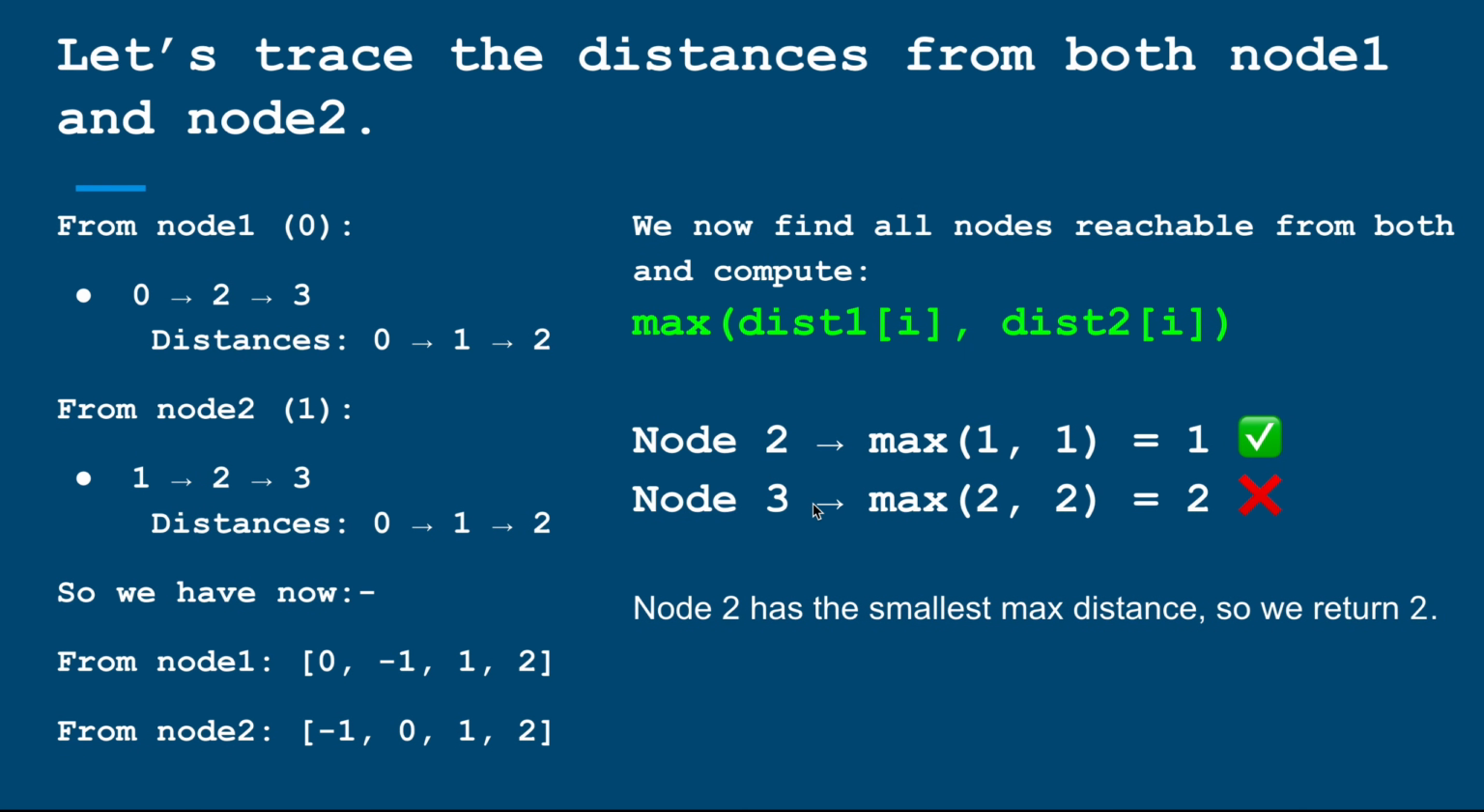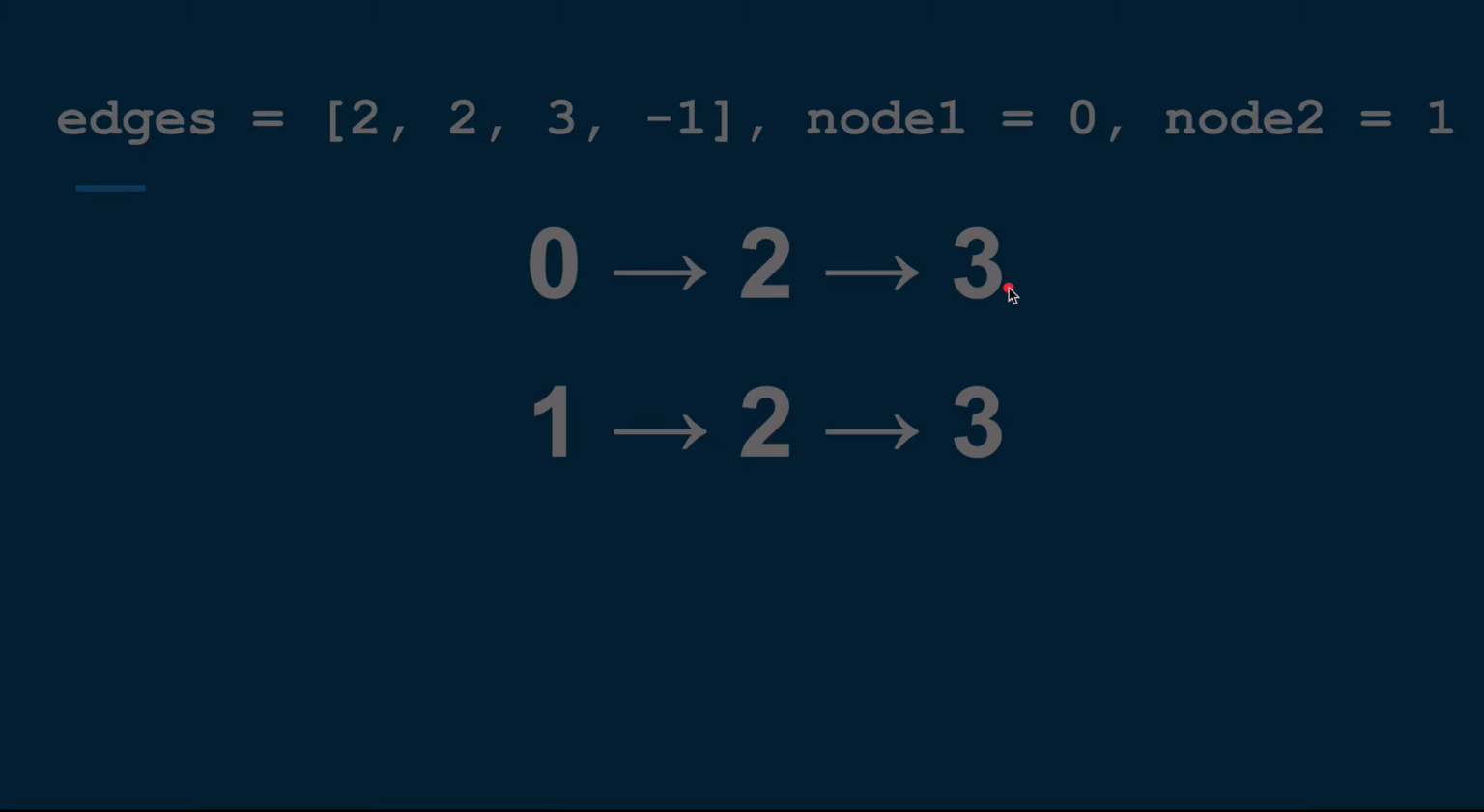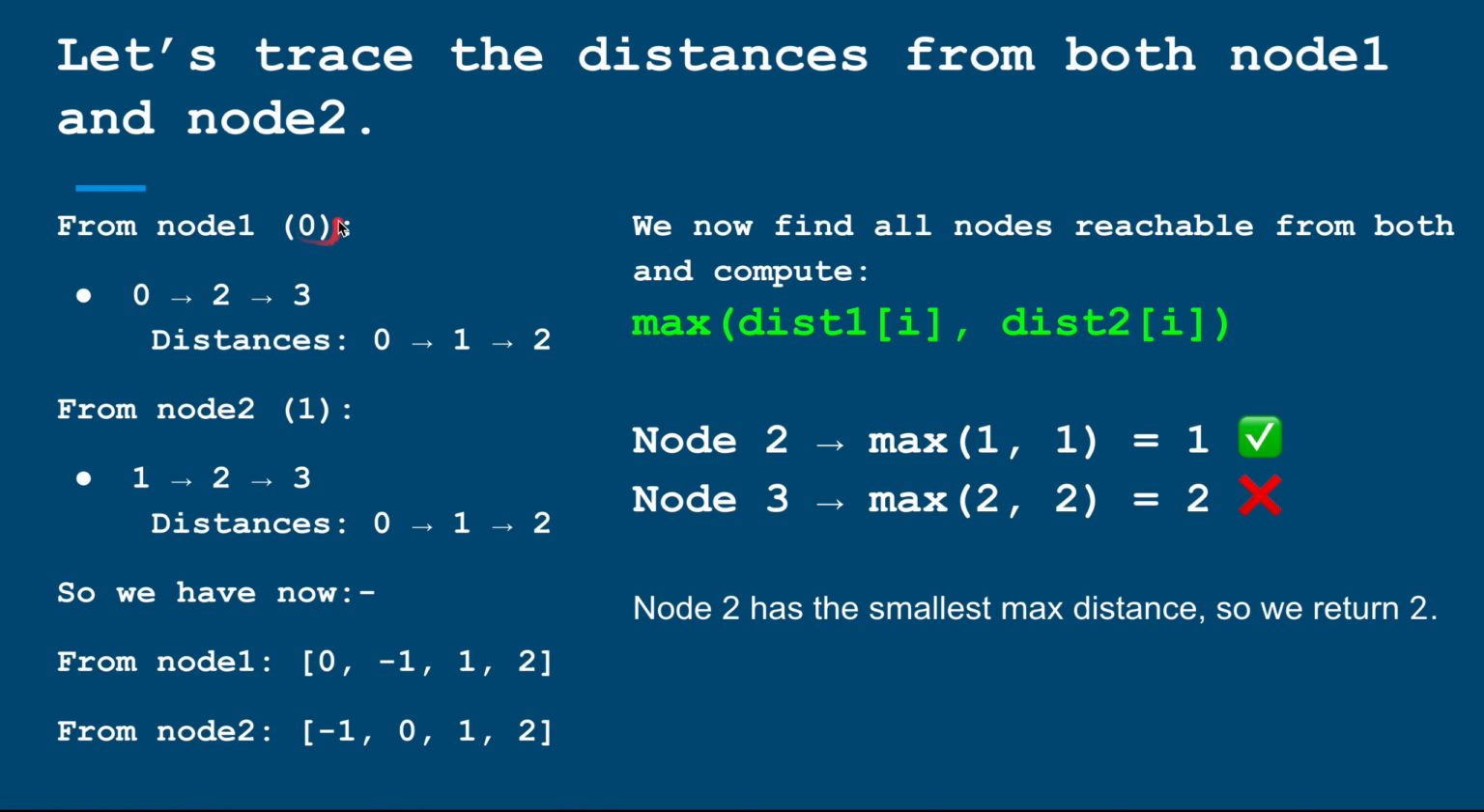Let's trace the distance from both node 1 and node 2, so you will understand. Just think that from node 1 we have 0. So if we write 0, 2 and 3, that is the path from 0 to 3. So the distance is what? From 0 to 2 is 1, and from 2 to 3 is 2. So 0, 1, 2, right? Similarly, node 2 means 1. We can say 1, 2, 3.